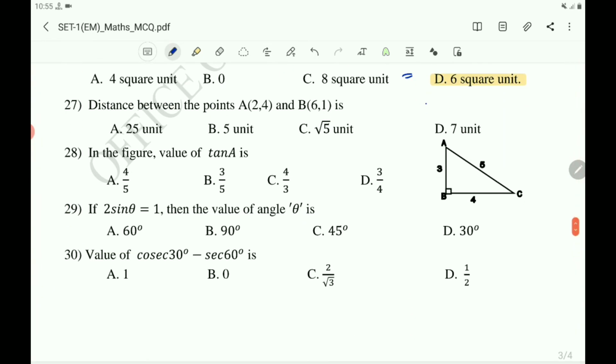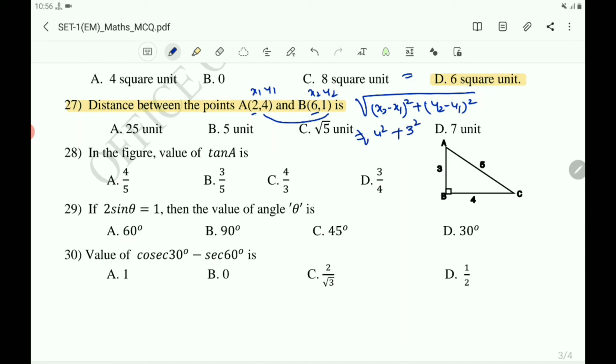Then you take the question number 27. Distance between the points A 2, 4 and B 6, 1 is. Here you must use the distance formula. Consider these two are x1, y1, x2, y2, whole root. You know x2 minus x1 whole square plus y2 minus y1 whole square. x2 is 6, x1 is 2, 6 minus 2 means 4 square, plus y2 minus y1, 1 minus 4, 1 minus 4 is minus 3 whole square.